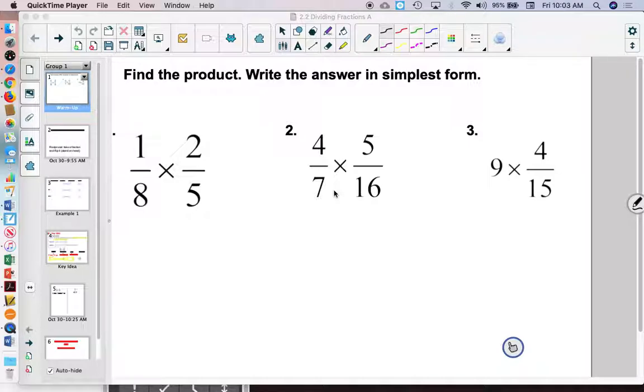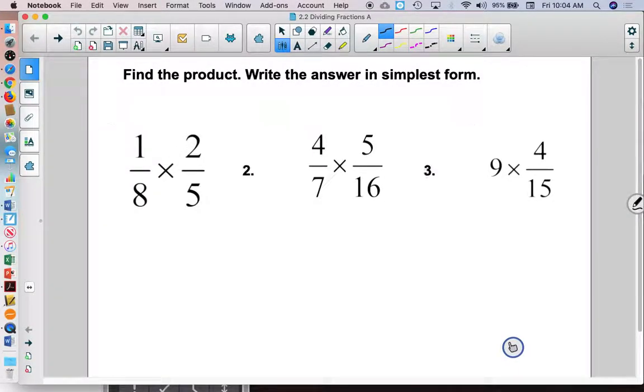You got 1, 2, and 3 done? Yes. If you don't, keep working. Did you use your bow tie? Bow tie. Okay. And if I bow tie that baby, 2 divided by 2 is 1. 8 divided by 2 is 4. We agree with that? Yeah.